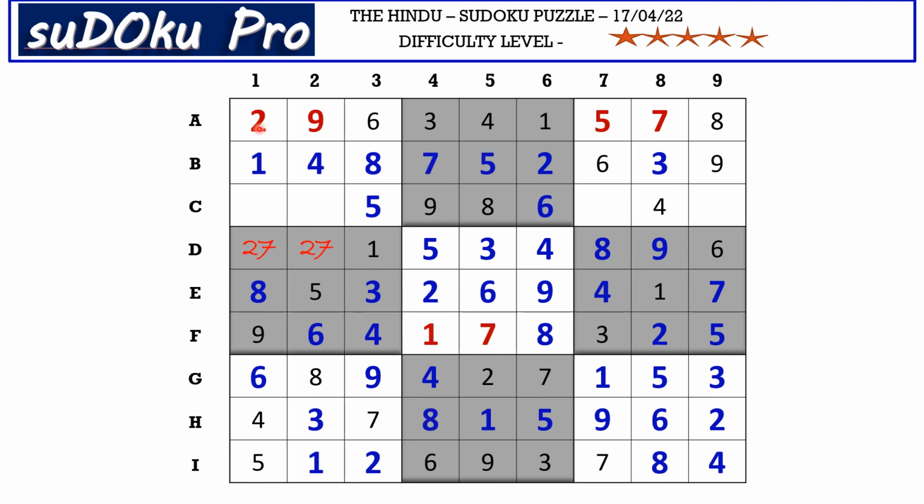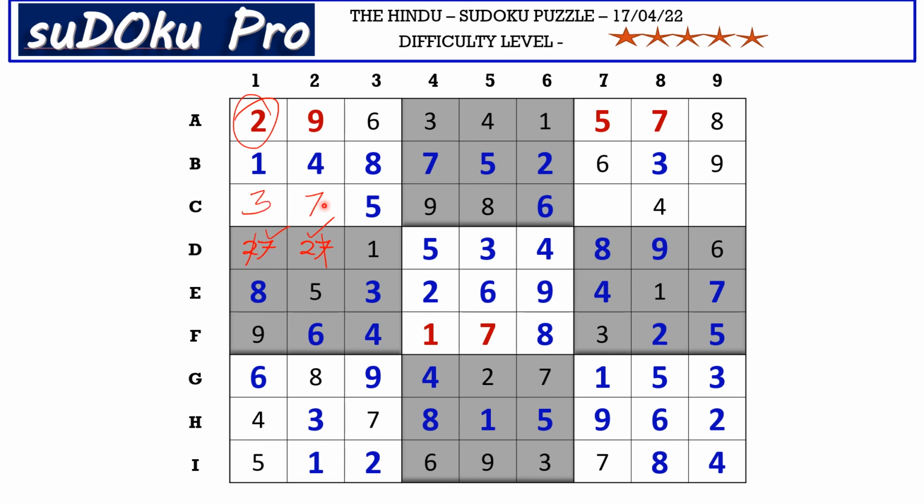This 2 cancels out the 2 here. So D1 becomes 7 and D2 takes 2. Now in this block 1, there are only 2 empty cells and the missing numbers are 3 and 7. There is a 7 blocking from here. So C1 takes 3 and C2 takes 7.